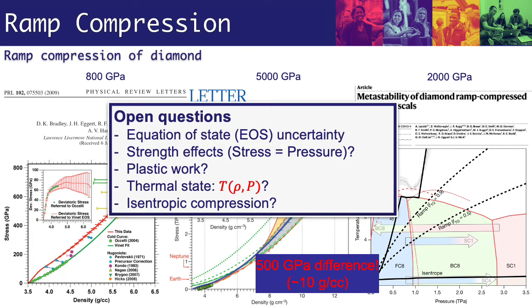For example, what is the equation of state that we're using and what is the uncertainty on it? How are we modeling the strength effects and what is the role of plastic work? In particular, what is the thermal state along the RAM compression curve? What is the temperature at each of these stress-density points? And finally, is the compression really isentropic?